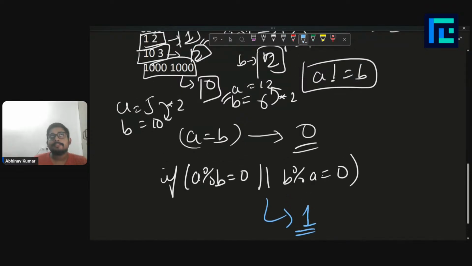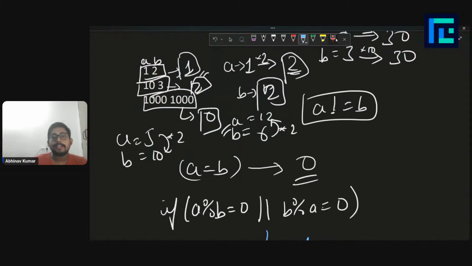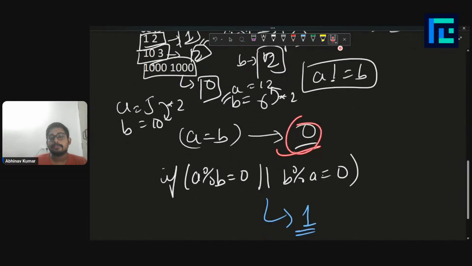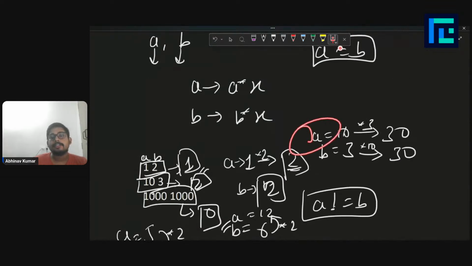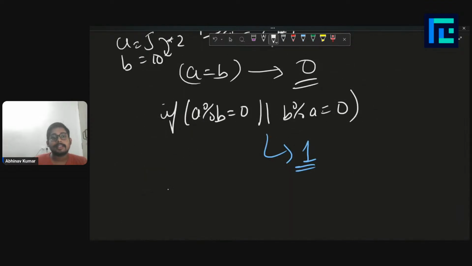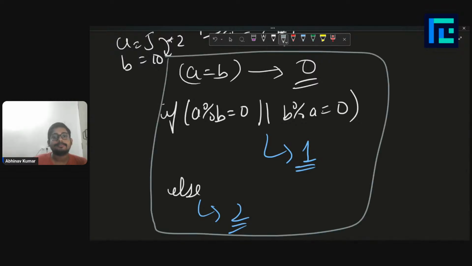Else, if they are not multiples, then we cannot do it in 0 operations, and we cannot do it in 1 operation. So if we can do it in 2 operations, that would be the minimum. You can always do it in 2 operations, just multiply a with b and multiply b with a. Whatever the numbers be, in the else case our answer would be 2. So this is basically the code that we need to write.